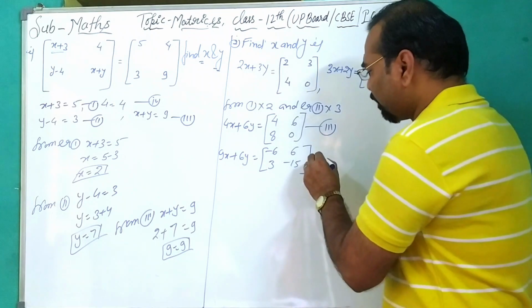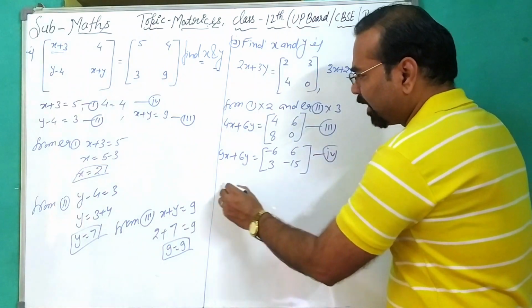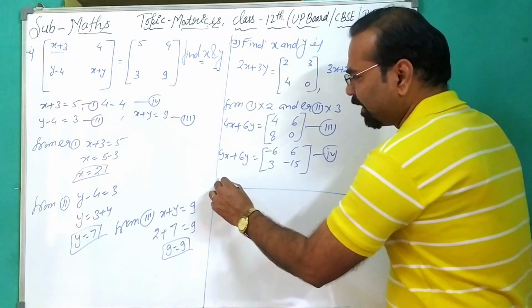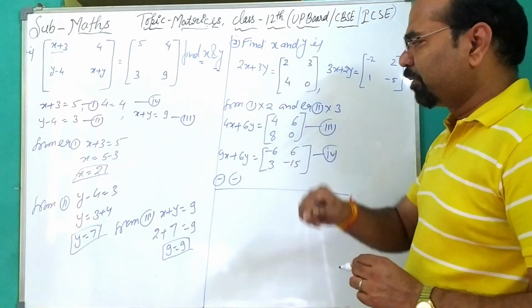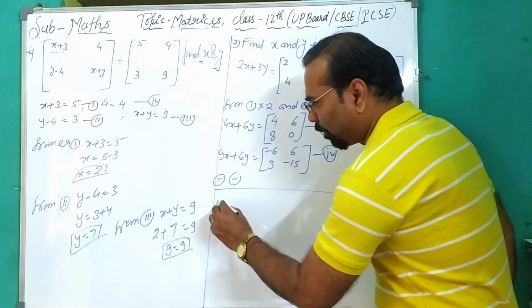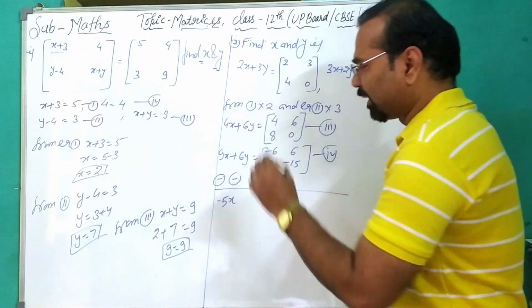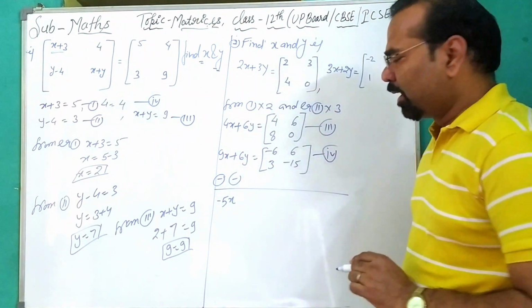So now equation 1 is subtracted from the second. It means that is a minus sign. Here is also a minus sign. 4x plus 9y. What we can obtain? Minus 5x. Both 6y cancel out.